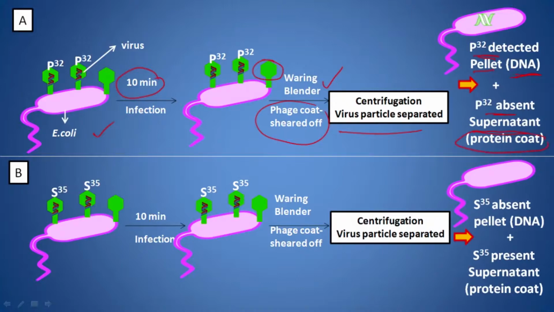In the next case, they infected Escherichia coli with S35, and in the same way they allowed infection for 10 minutes, and after the waring blender, the phage coat was sheared off, and then on centrifugation the viral particles were separated. In this case, in the pellet which contains DNA, S35 was absent, whereas it was present in the supernatant which contains the protein coat.